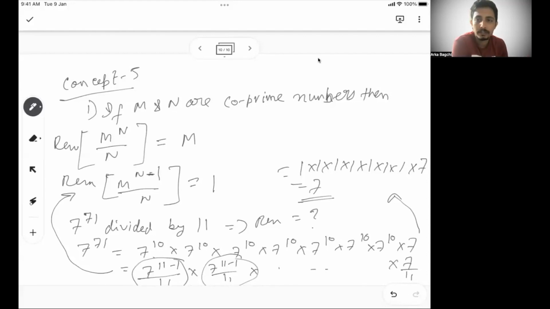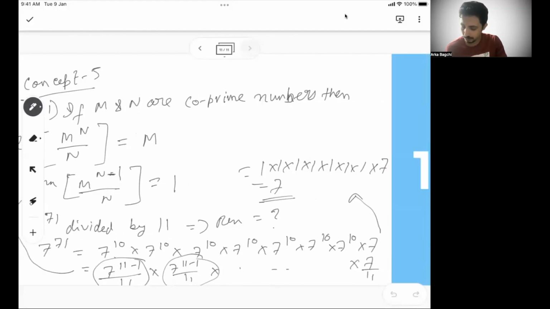So that's how you do it. Sometimes it will be straightforward, you can do it directly, but remember this concept. So this is the fifth concept that we learned: if m and n are coprime, then the remainder of m to the power n by n is m, and m to the power n minus 1 by n is 1. Okay. So that's what we learned. Let's go to the next set of concepts.